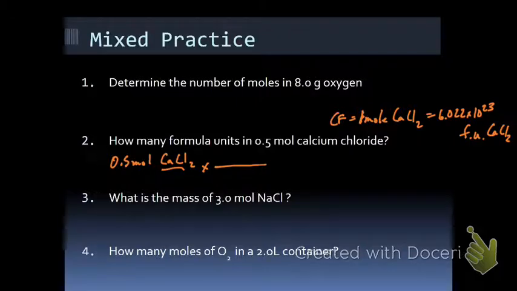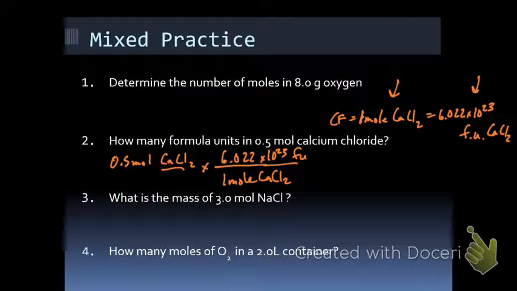So I'm going to take a look at my 2 conversion factors. So on the bottom goes 1 mole of calcium chloride. On the top, 6.022 times 10 to the 23rd formula units of CaCl2. That allows me to cancel out my moles, right, of calcium chloride. And so it's really half of, now this has 1 sig fig and this has 4.